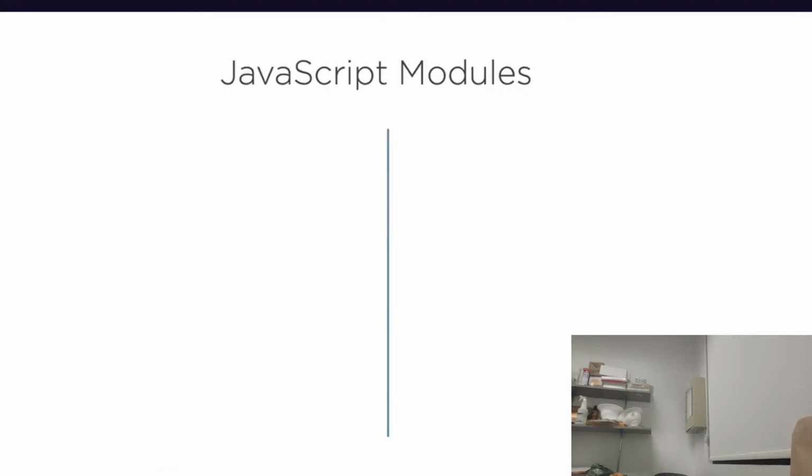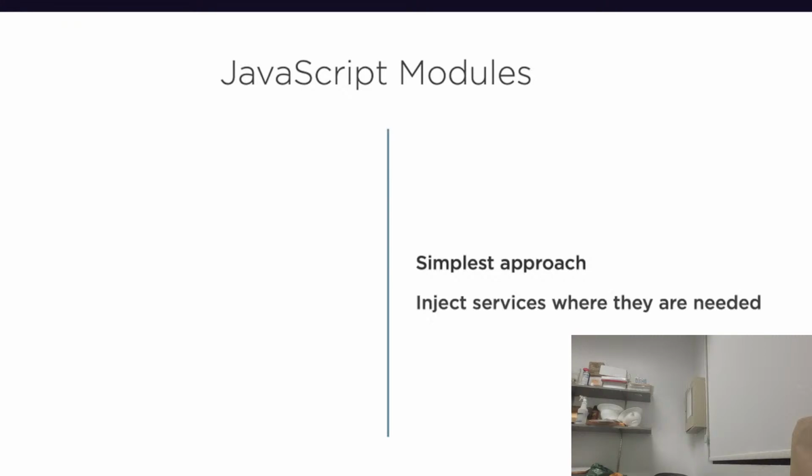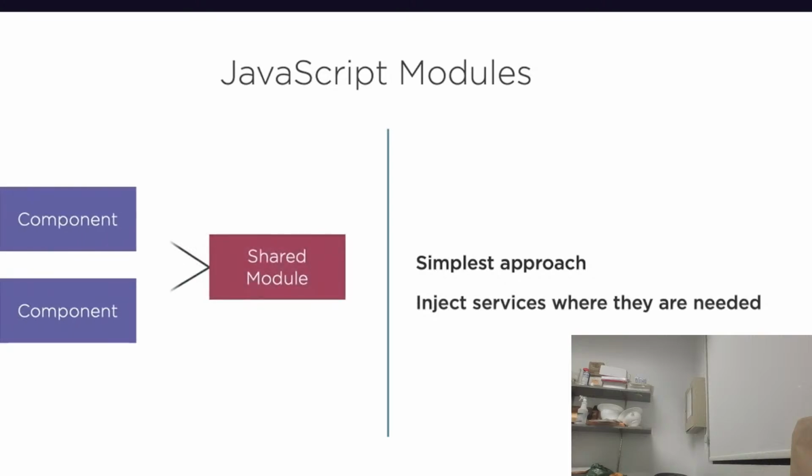Okay, so how do we share data? JavaScript modules are the simplest approach. We just create a module, like we had our data service, and we inject what we need into it or import it. So we have something like this, where maybe the shared module is our data service that we've been using. And then we've got a heroes component and a hero detail component that's both sharing that data. In this case, it's sharing a method that goes and gets a list of heroes or gets a single hero.